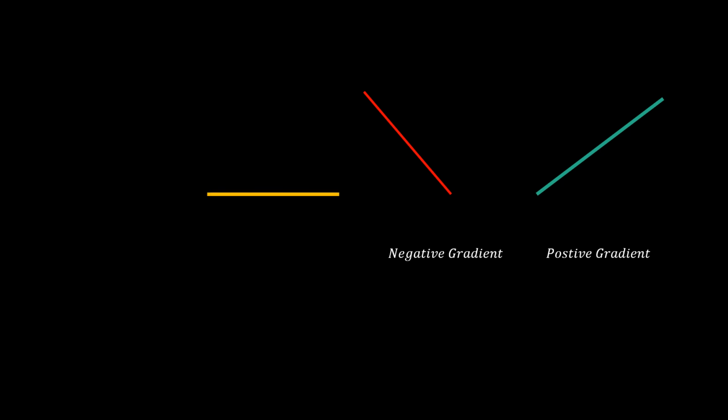So in fact, if you have an upward line like this one, we have a positive gradient. If we have a downward line like this one, we have a negative gradient. If you have a horizontal line like this one, the gradient is 0. But for the vertical line, there is no gradient, meaning that it is an undefined gradient.